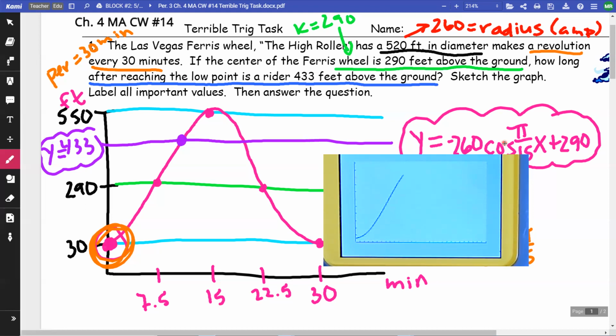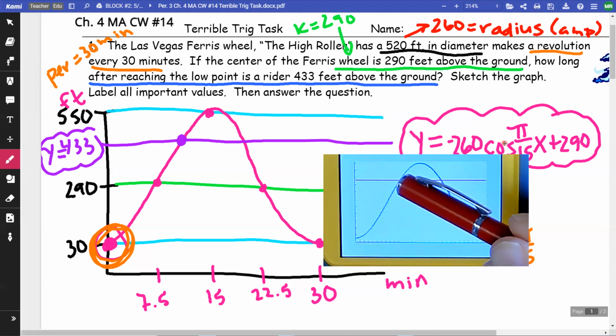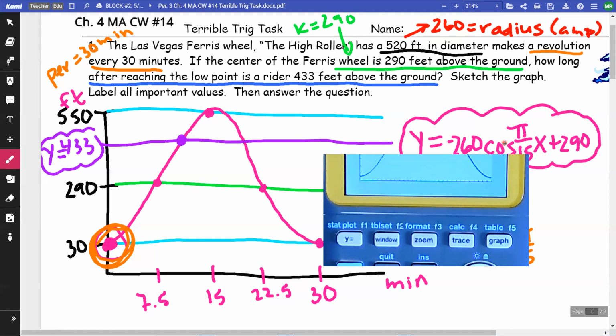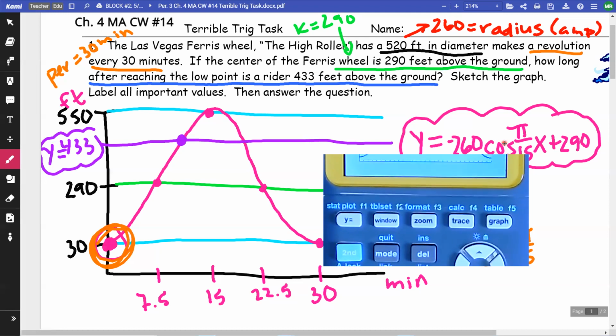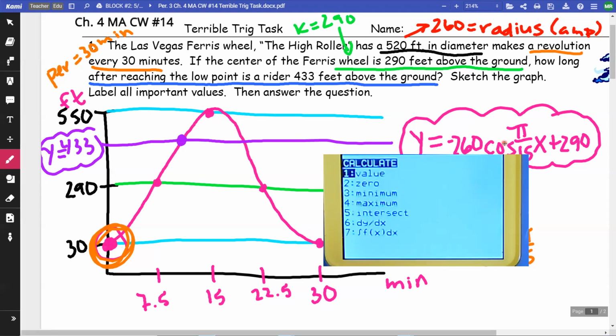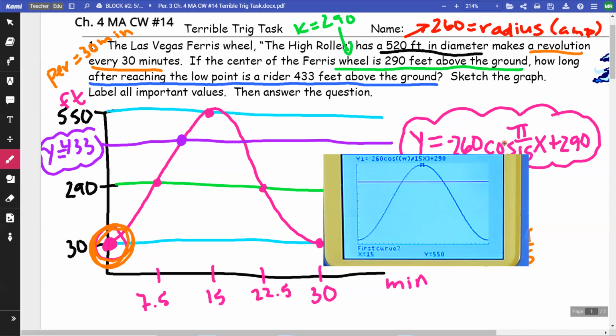And here's our graph. That is our cosine. It's going to be graphing our y equal 433. And I want to know this point right here. So to find that point, I'm going to try to find the point of intersection. To do that on these calculators, I'm going to hit second and trace for the word calculate. And number 5, okay, I'm going to arrow down, but you just press 5. Number 5 right here, intersect, that's what I want.